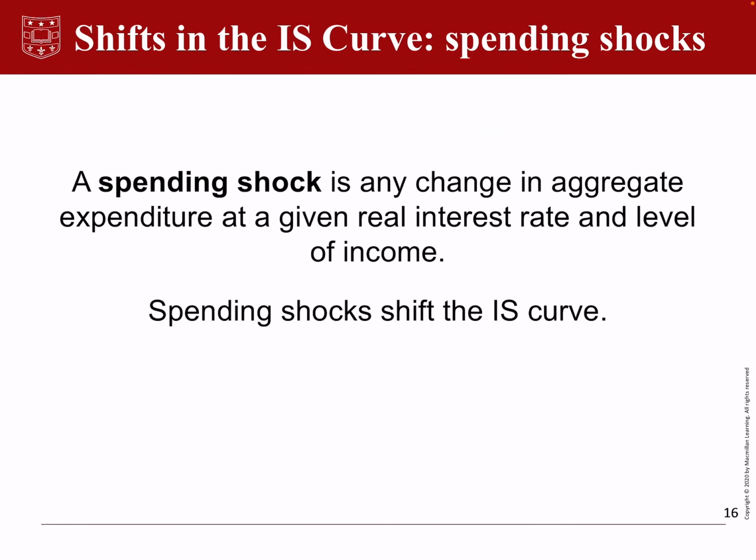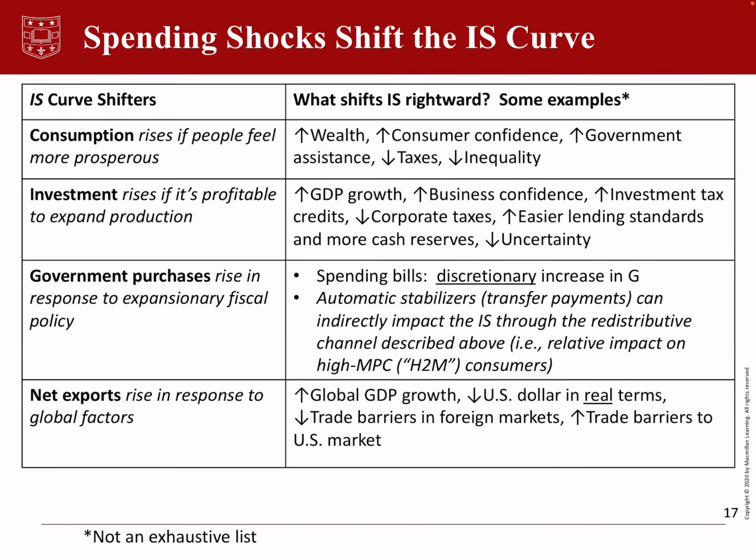So a spending shock is any kind of thing that is going to change the position of the IS curve. And a spending shock does so because it changes aggregate expenditure in the macroeconomy. And of course, that means that firms are going to adjust their production to that. Spending shocks shift the IS curve. So again, this is where we reap the benefit of all of that hard work in the previous three-ish chapters.